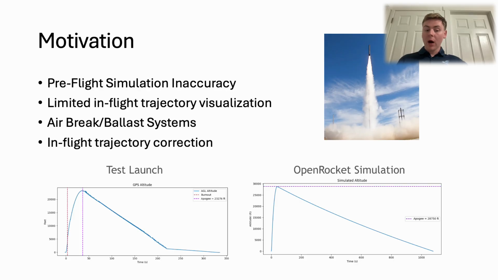However, many of these simulations don't give a full picture of what actually happens come launch day. For example, in this bottom left plot that you can see on this slide, this was our altitude for our previous test launch. We were aiming for 30,000 feet, but we only reached about 23,000 feet. The goal of this NeuralODE is to be able to predict after the first few seconds of flight what that final apogee will be. Therefore, we could implement some sort of air brake or ballast system to correct for either an undershooting of our target apogee or overshooting of our target apogee.